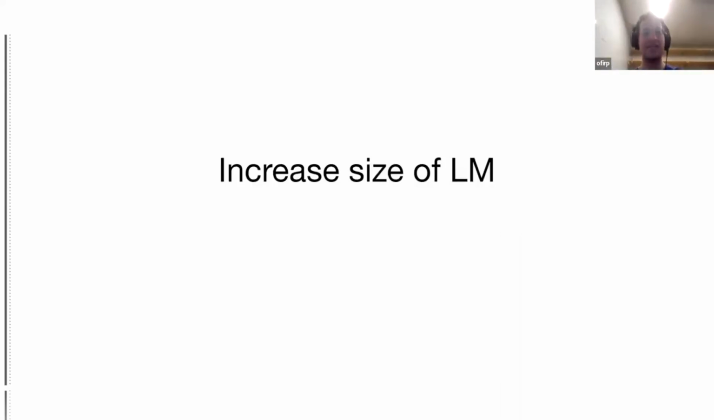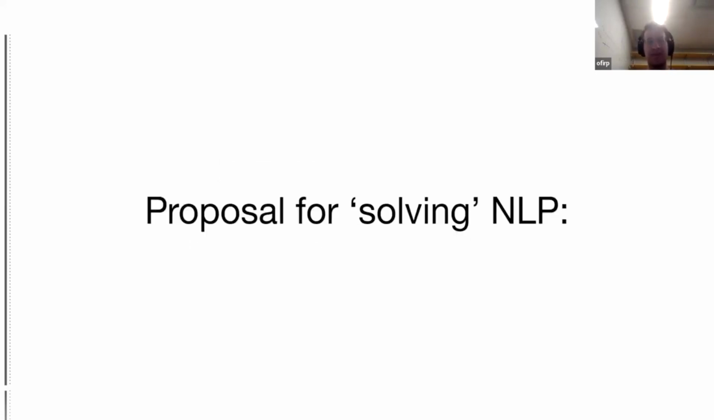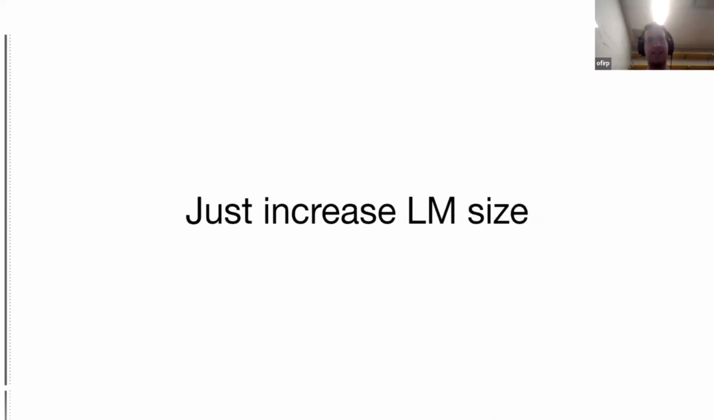And what we've seen over the past few years is that when we increase the size of these language models, they improve over many metrics, right? So GPT-3 showed this, lots of other papers showed this. And so here's a proposal for solving NLP. Let's just increase the size of the language model. So it's not easy, right? This is kind of an engineering-oriented proposal. Engineering isn't easy at all. I'm not saying it's easy, but it's just a different approach than the scientific approach of trying to find new methods and architectures that will improve these models.